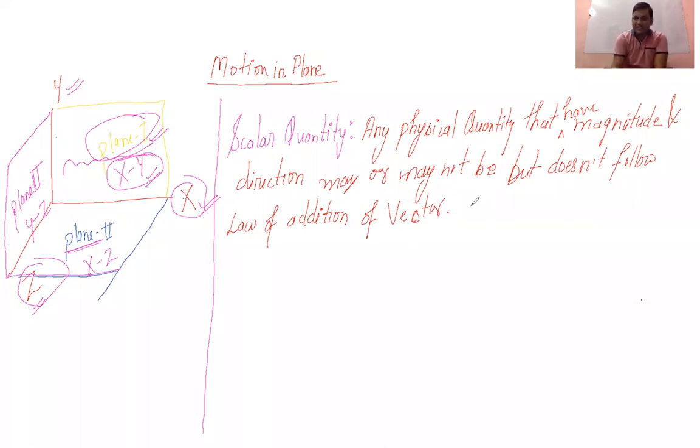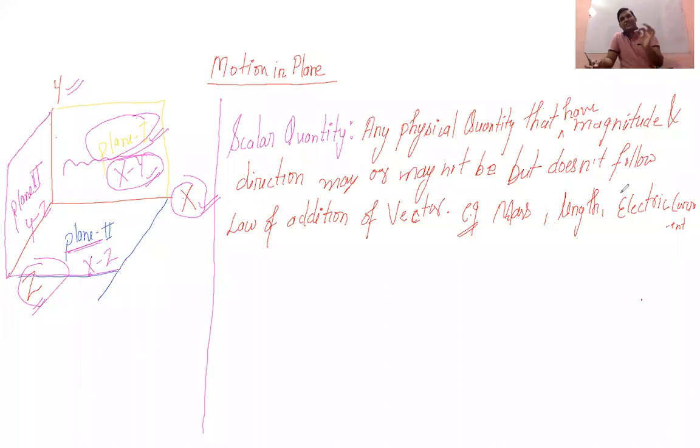So we can take examples here. Example: mass, length or distance, and electric current. Sometimes it is asked why current is categorized as a scalar, since it has direction. Let me come to the law of addition of vectors.